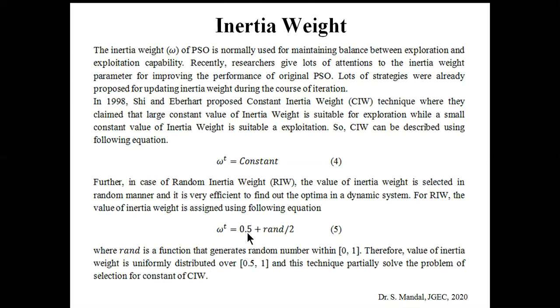You can see that 0.5 plus rand by 2. So rand can take any value between 0 and 1. Suppose this rand value is 0.8, so 0.8 by 2 is 0.4, and if we add 0.5, that will be 0.9. So obviously the value of w will be distributed in the range between 0.5 and 1. This technique partially solves the problem of selection of the constant inertia weight. So we can say that by using this strategy we can get a delicate balance between global and local search.